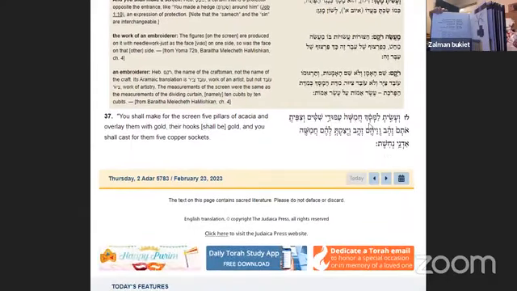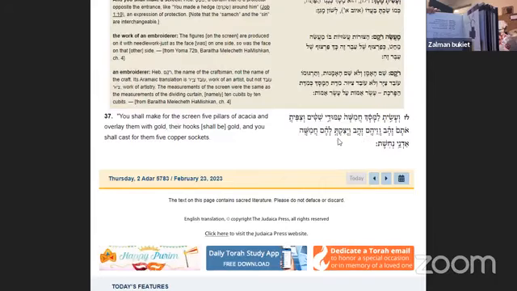Okay, v'asisa lamasach chamisha amudei shitim v'tzipita otam zahav. You shall make for the screen 5 pillars. So unlike the other side, which had 4 pillars, this side had 5 pillars. I see somebody wrote a comment. Oh, it's clear. Good. So 5 pillars of acacia wood overlaid with gold, v'vaveihem zahav, and their hooks were gold.